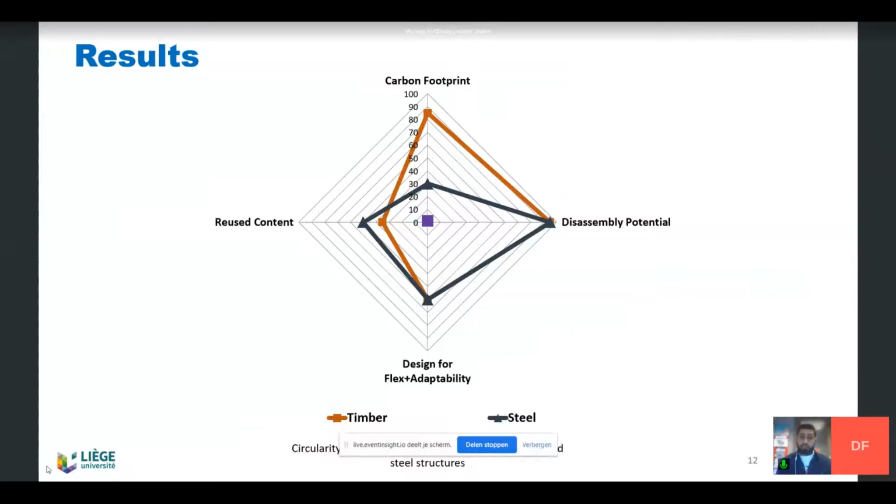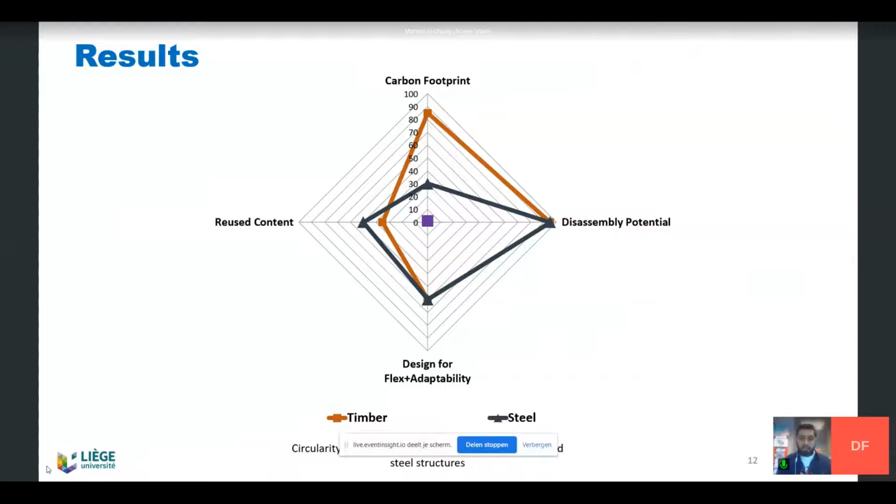We have the carbon footprint. It's based on the life cycle assessment standards, and we use the One Click LCA software. And we have the reused content. It's according to the material inventory and the material percentage. And the disassembly potential is based on the drawings and all information about the project, the building elements, and the structure details and the connections.